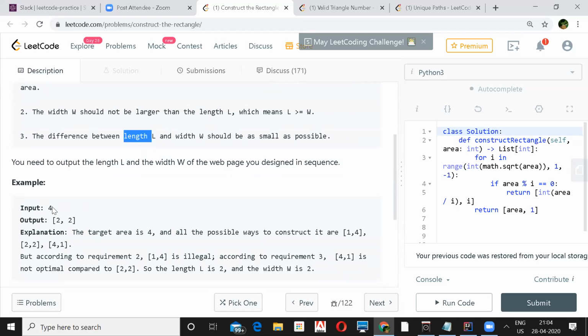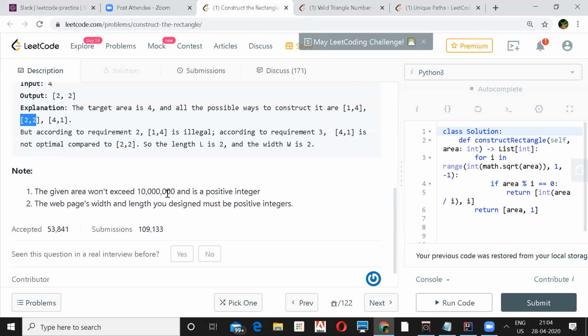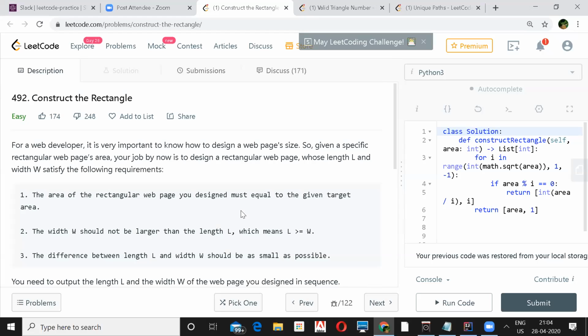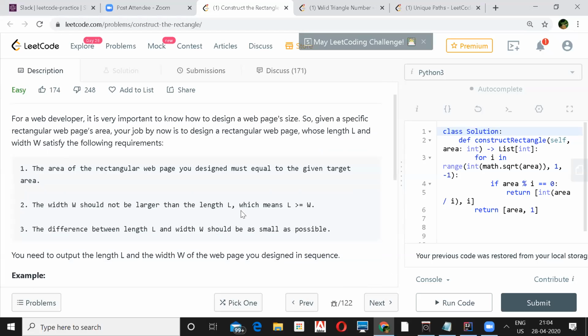So let's say the area given is 4. This is the required answer, because you could have got 1 and 4, or 4 and 1. You can't take 1 and 4 because the length has to be greater than or equal to the width. And if you take 4 and 1, the difference is 3, but here the difference is 0 between those two elements. So this is the potential candidate. The area won't exceed this and is a positive integer, and the web page width and length we design must be positive integers. Okay, any queries or approach?